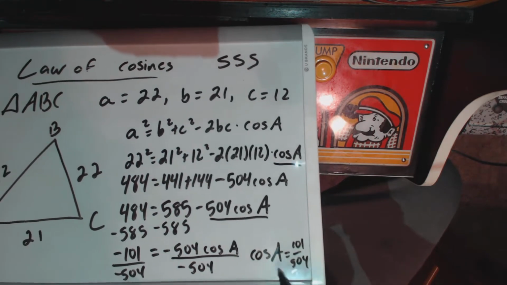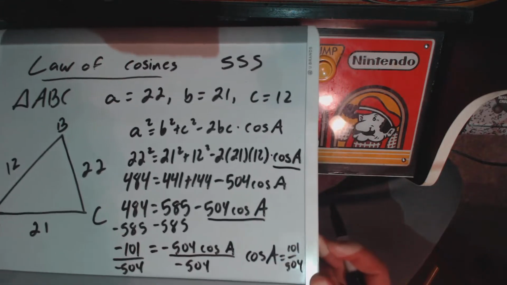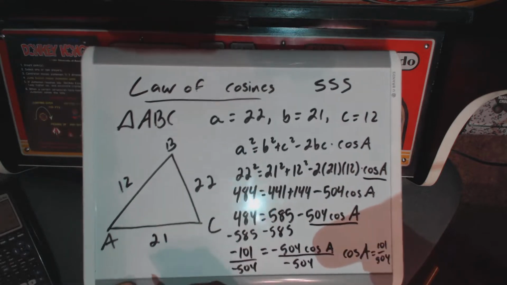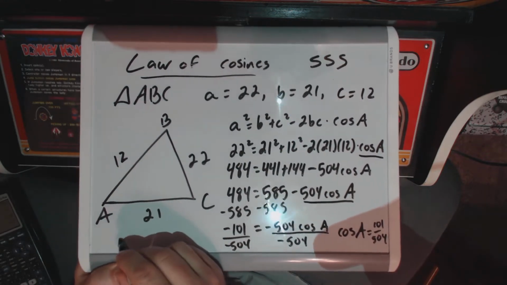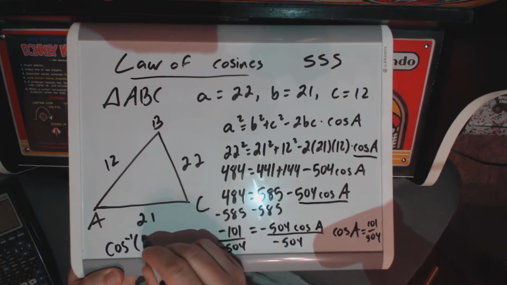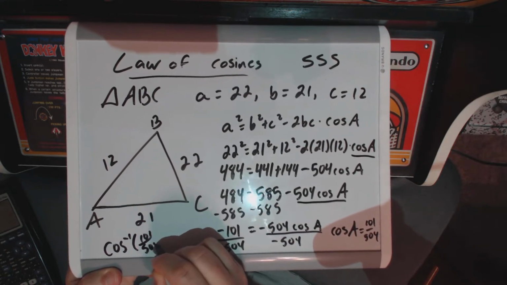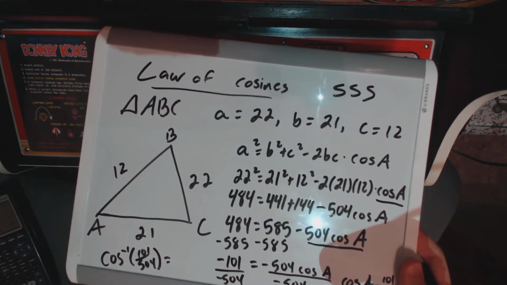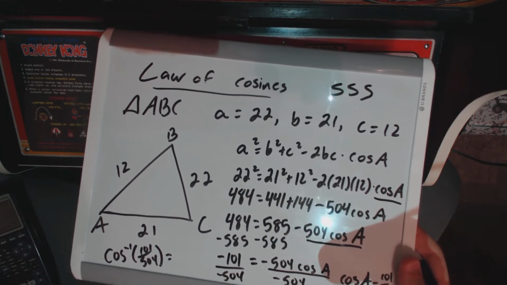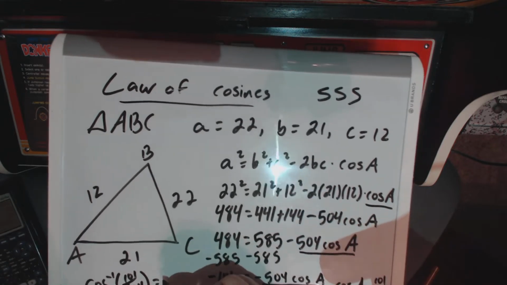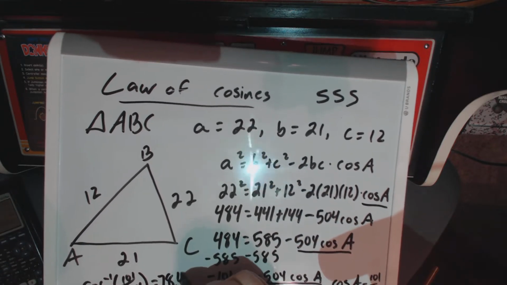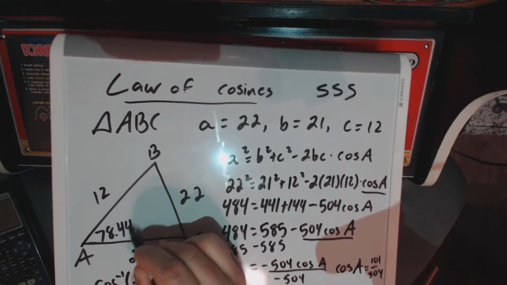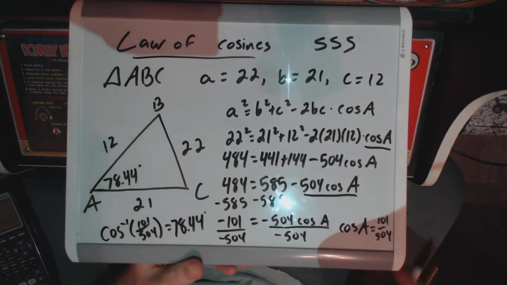Okay. So now we say the cosine of A is 101 over 5/4. Here's what we're going to do. We are going to take the inverse cosine of this. So if I want angle A, right here, I say inverse cosine of 101 over 5/4. And you can type that straight in your calculator. Inverse cosine 101 over 5/4. And that will equal about 78.44 degrees.